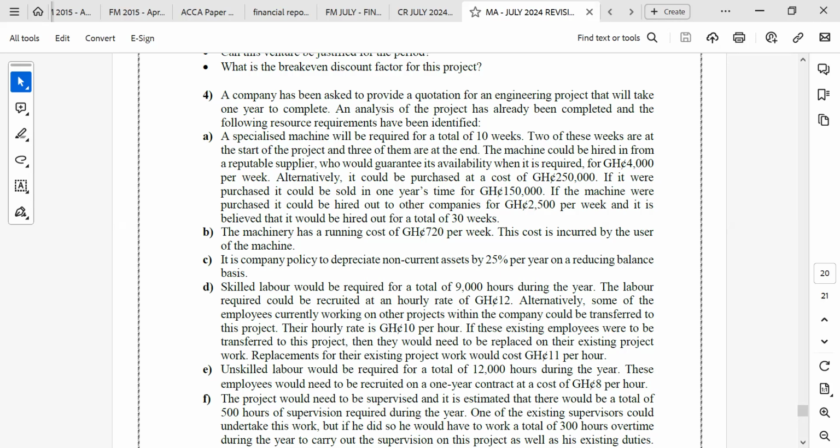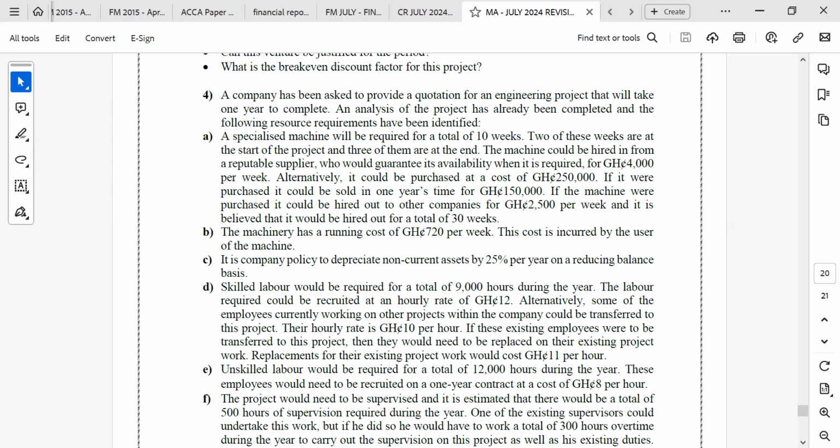The machine could be hired in from a reputable supplier who will guarantee its availability when it is required for 4,000 Ghana cedis per week. Alternatively, it could be purchased at a cost of 250,000. If it were purchased, it could be sold in 1 year's time for 150,000. If the machine were purchased, it could be hired out to other companies for 2,500 per week. It is believed that it will be hired out for a total of 30 weeks.